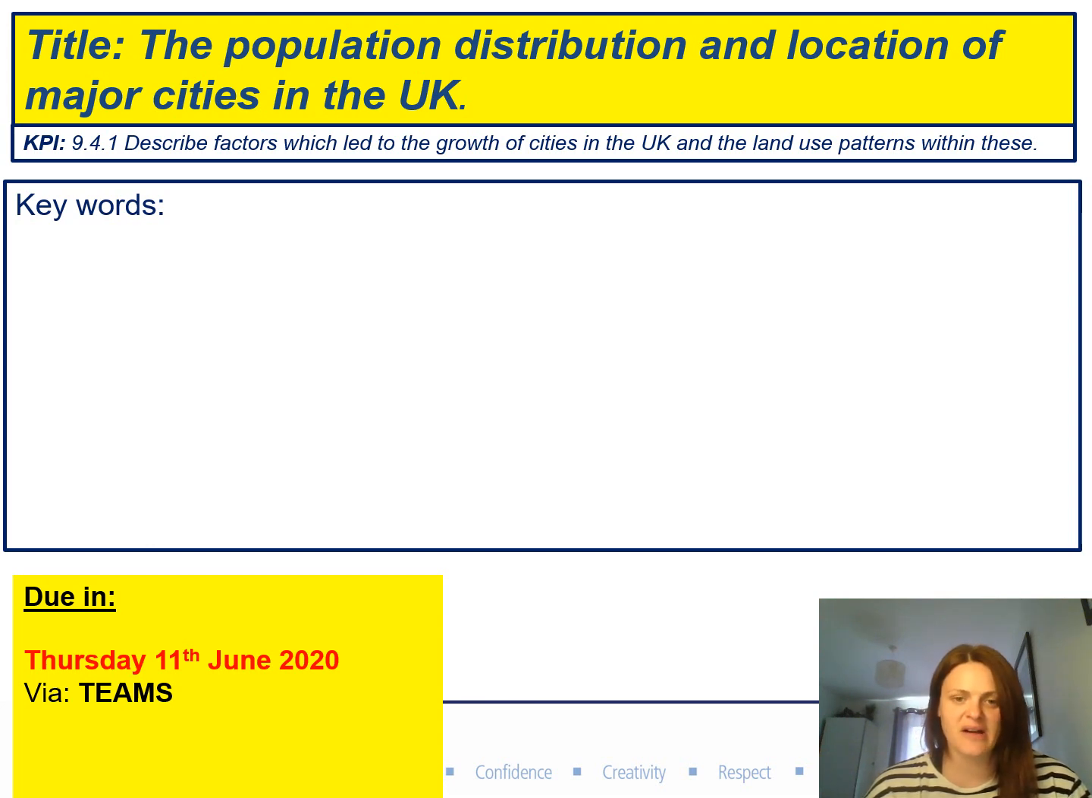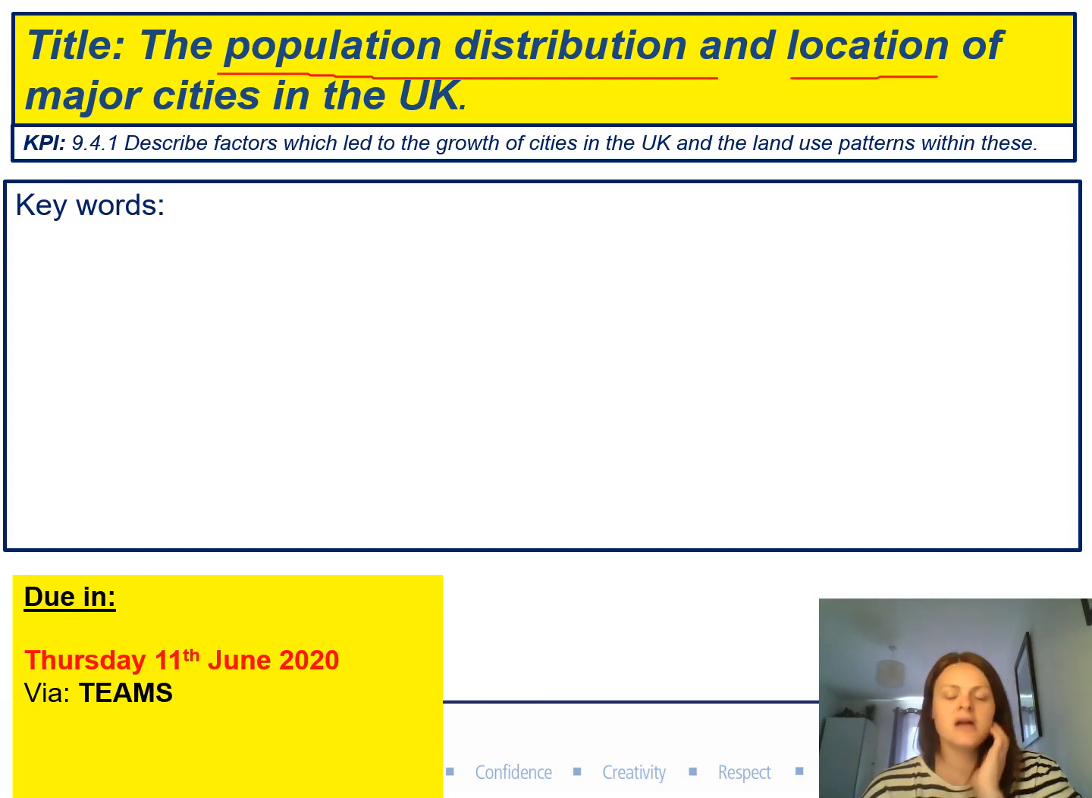This unit is called Urbanisation, and today's lesson is looking at the population distribution and location of major cities in the UK. So we're going to be looking at the reasons why cities in the UK have located where they are. For example, why is London in the location that it is now? What made it grow in that area?